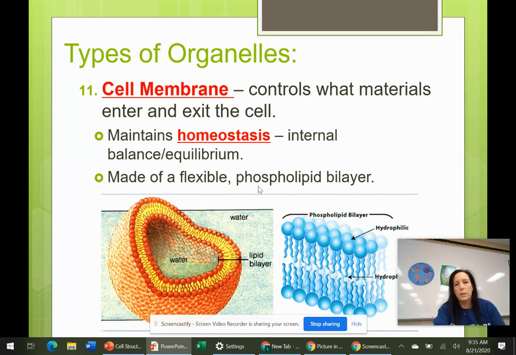It's made of a flexible phospholipid. There's your lipid again. Phospholipid bilayer. You don't have to know that right now. We're going to really go into that later.